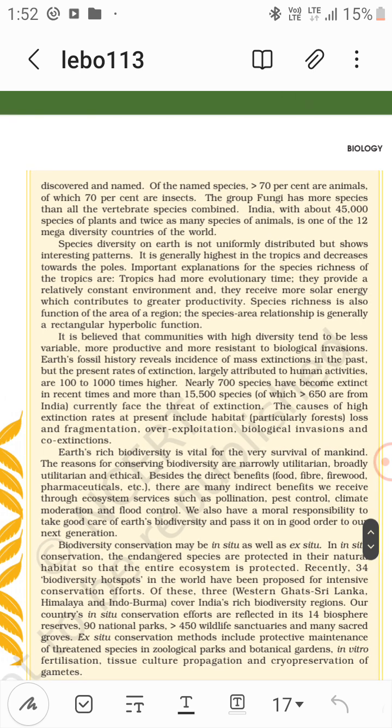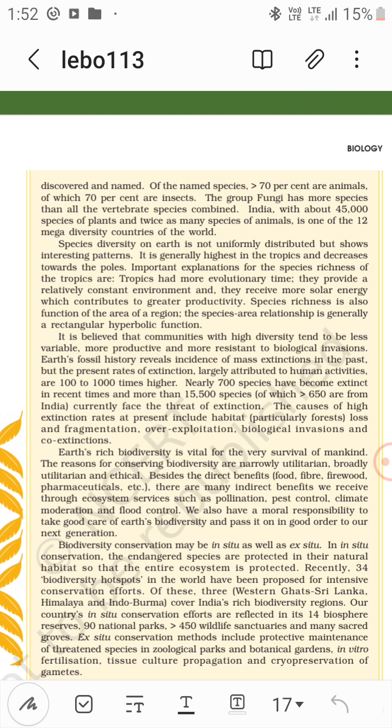Earth's fossil history reveals incidents of mass extinctions in the past, but the present rates of extinction, largely attributed to human activities, are 100 to 1000 times higher.